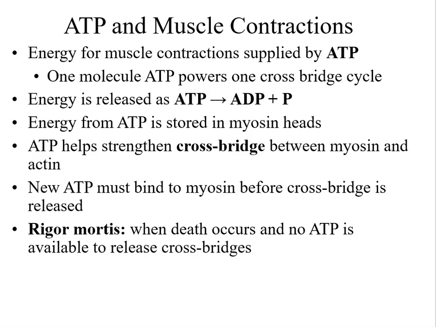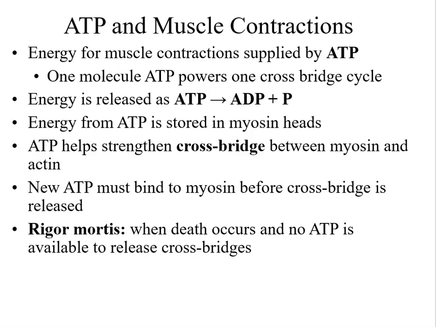So ATP fuels muscle contraction as well. One molecule of ATP has enough energy in it to power one cross-bridge cycle. So myosin grabbing one actin and pulling it close to the end line. Energy is released from ATP when it is hydrolyzed into ADP and an inorganic phosphate molecule.